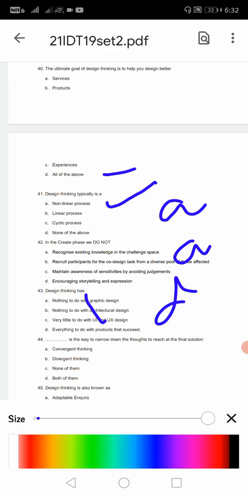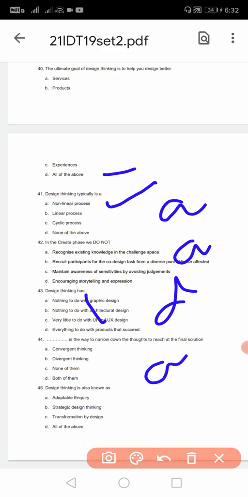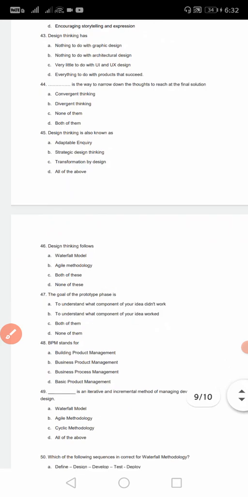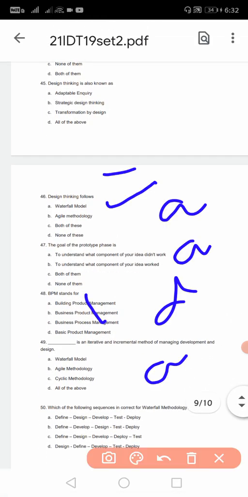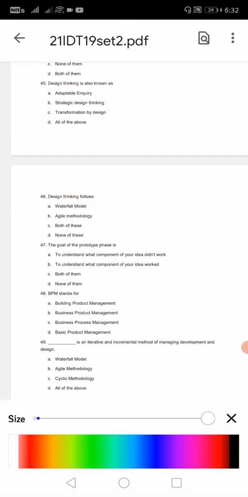44. Dash is the way to narrow down. So convergent, repetitive, A. Okay. Narrow down, it is going to be A. Next, convergent thinking. 45. Design thinking is also known as adaptable inquiry, strategic design thinking, transformation by design, all of the above. For 45, the answer is D, all of the above.